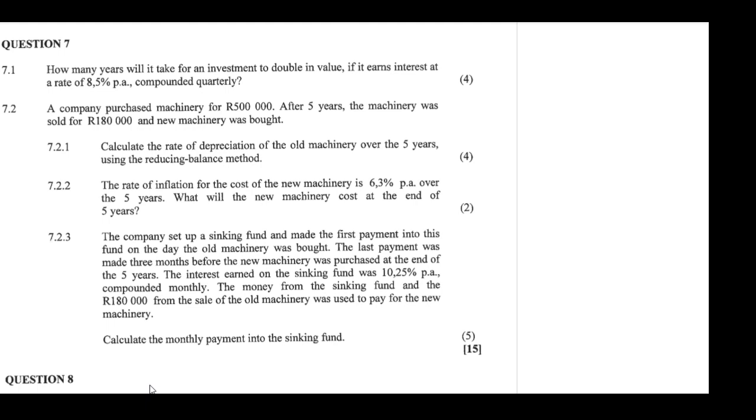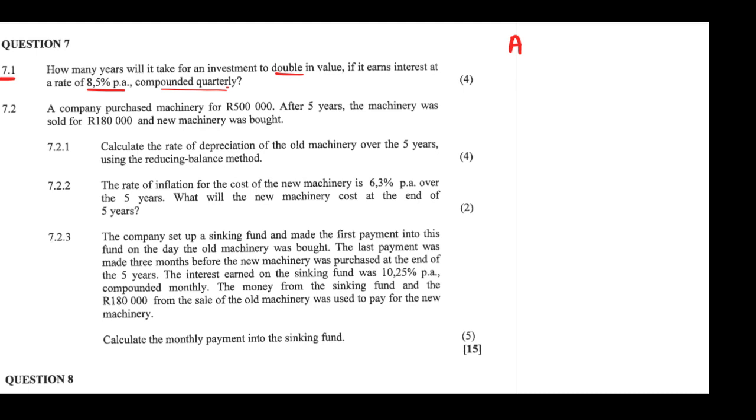So anyways, let's solve this question 7, which focuses on financial maths. In 7.1, we are told: how many years will it take for an investment to double in value if it earns an interest rate of 8.5% per annum compounded quarterly? So we are told that this investment will double, and that the interest rate is compounded quarterly.